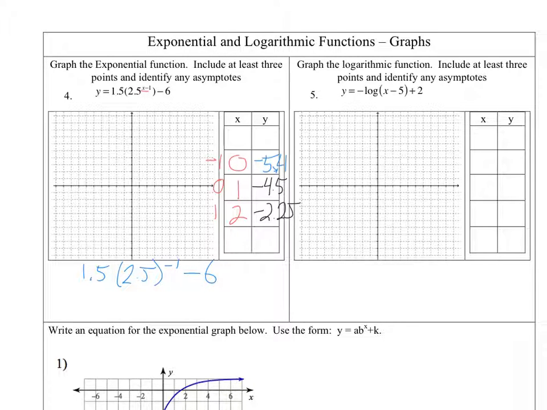Okay, I'm going to plot these points. I'm going to include my asymptote, which is at negative 6. 1, 2, 3, 4, 5, 6.